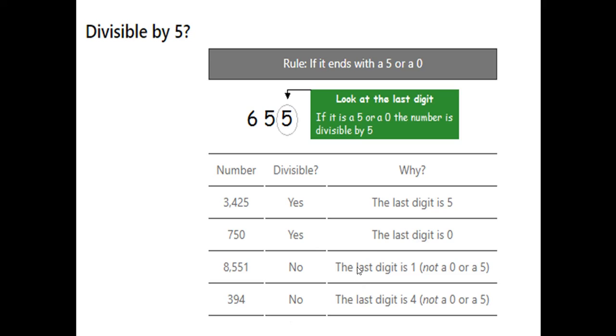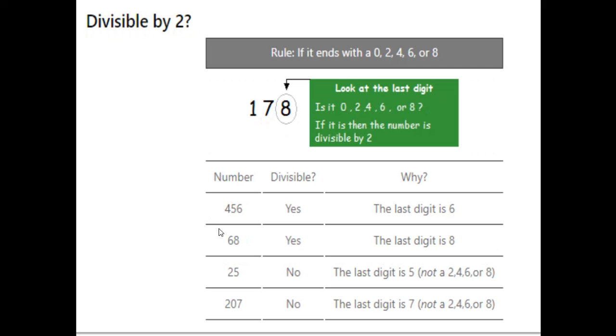Similar examples I have given here. In the first two examples, the last digit is 5 and 0, so these two numbers are divisible by 5. In the last two examples, the last digit is not 0 or 5, so those two numbers are not divisible by 5. We have to check only the last digit. For 10, 5 and 2 also, we only have to check the last digit.